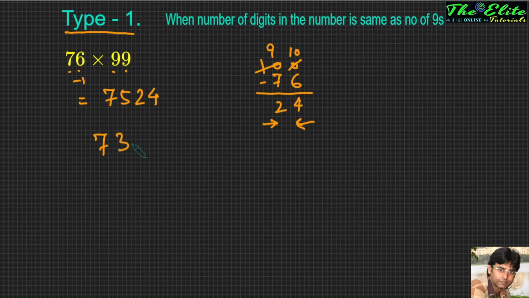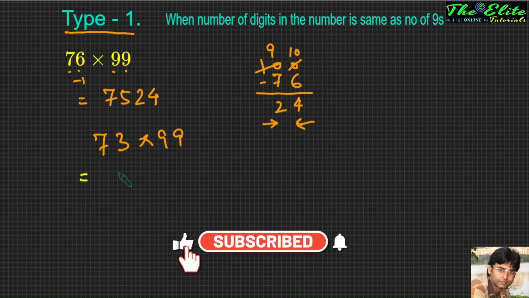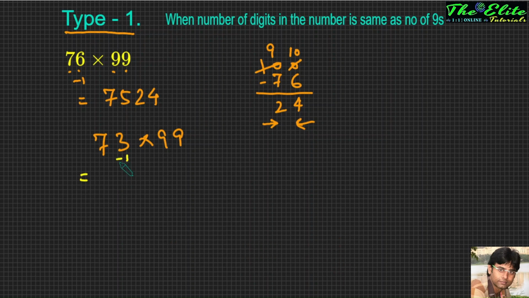Now 73 multiplied by 99. What will be the case here? Check. I hope you might have got the answer. Yes, from the number you have to subtract 1, so it will give you 72. And the complement of the same number: here you can do that, all from 9, the last from 10.